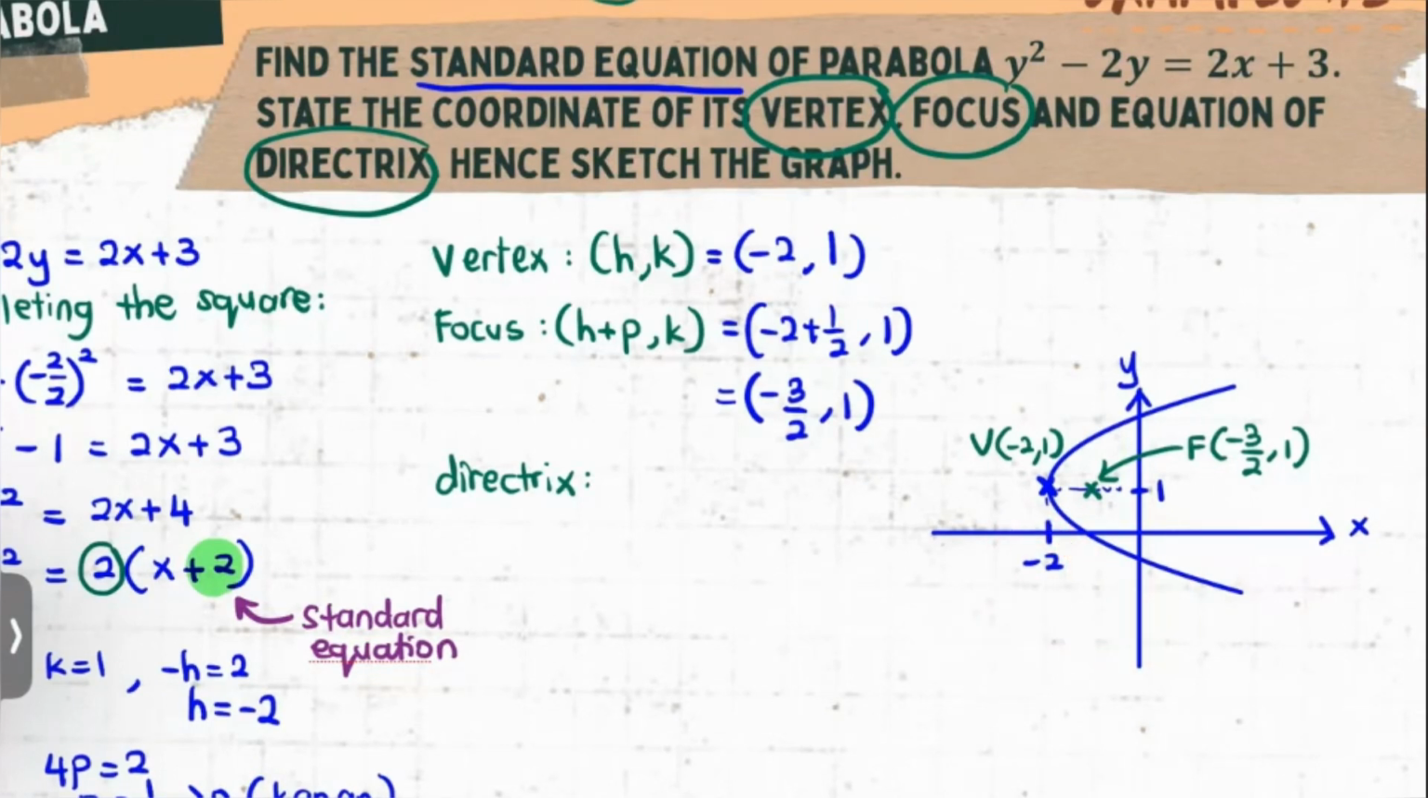So the equation of the directrix will be x equals h minus p. So x equals h minus half, and you will get negative 5/2. So that is the equation of the directrix. I draw it at the back here. So this is the directrix line.